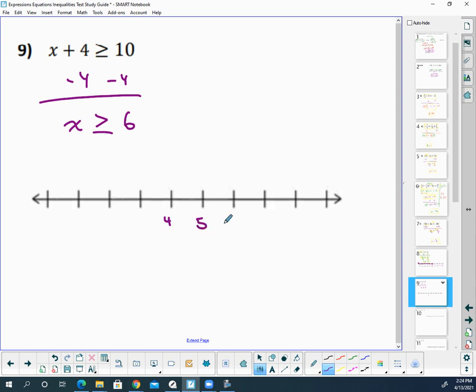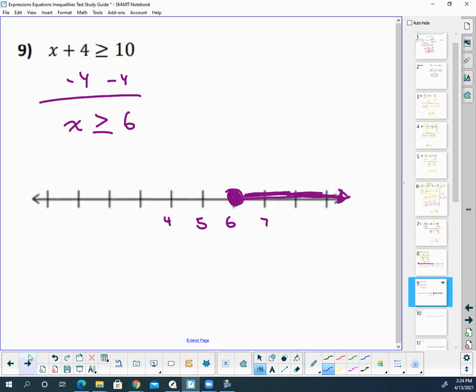4, 5, 6, 7. I would put a circle at 6. I would put a shaded circle because 6 is included in the solution because it's greater than or equal to. And the values that are bigger than 6 are to the right of 6. So I would shade to the right.